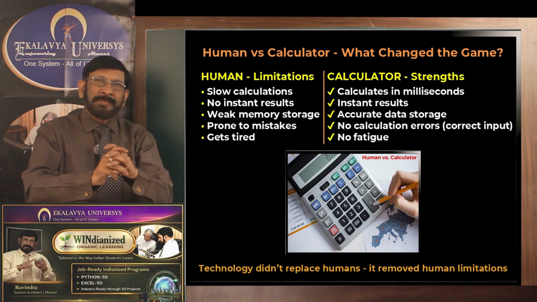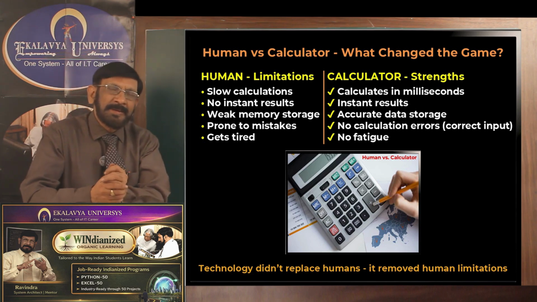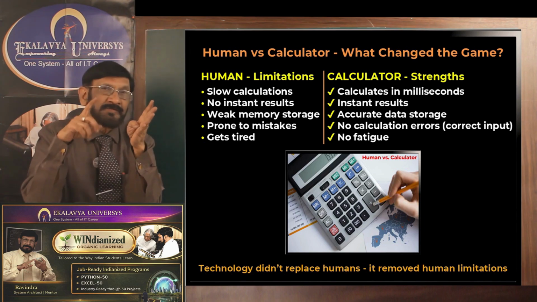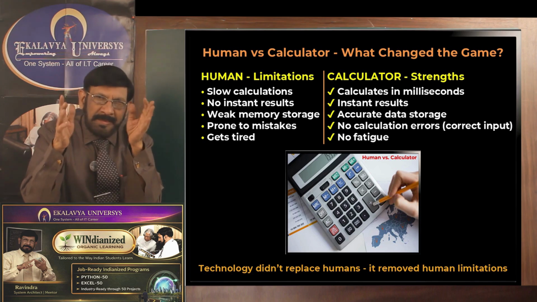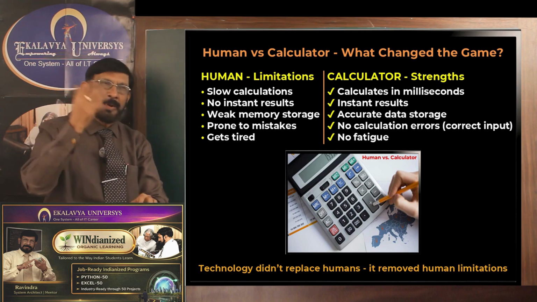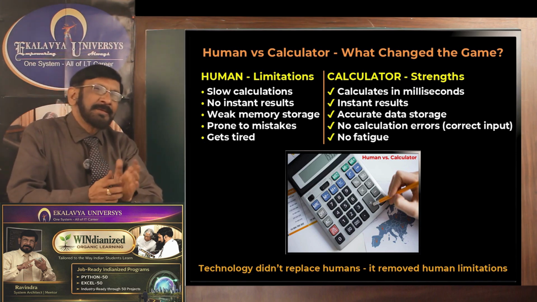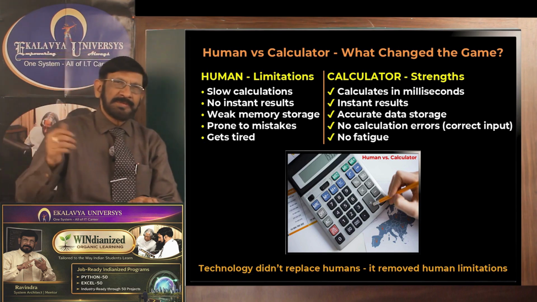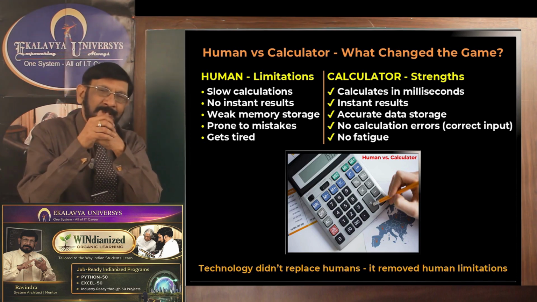A human, a person, wants to perform many calculations, but inherently has five limitations. He cannot make calculations fast. He cannot give instant results. He has weak memory storage. He cannot store large data. Being a human, he commits mistakes and he gets tired. These are the five weaknesses. In order to overcome these limitations, he invented a machine called a calculator.